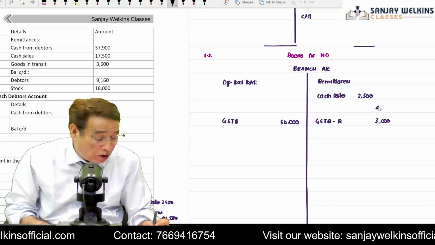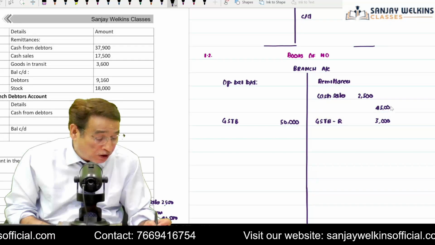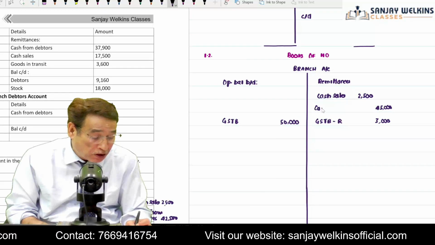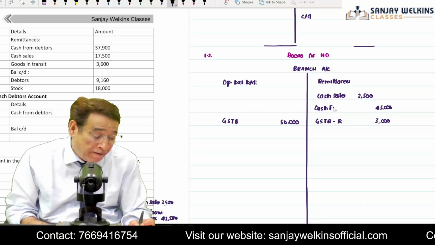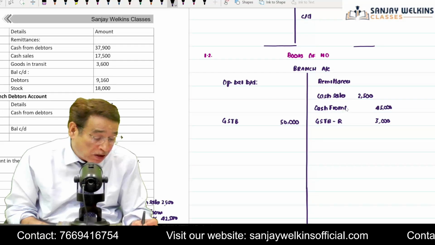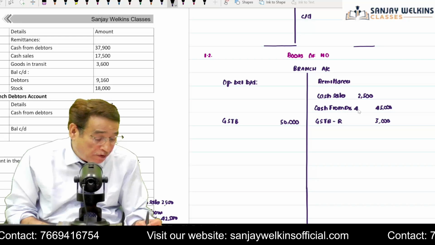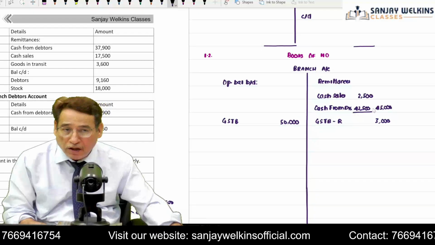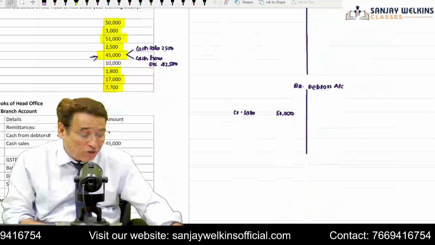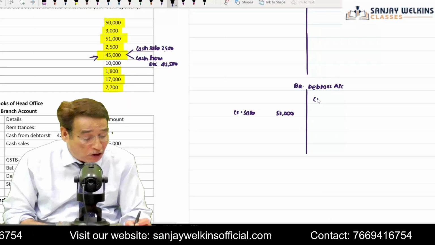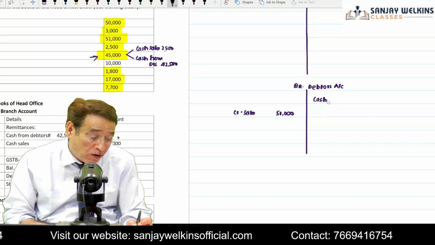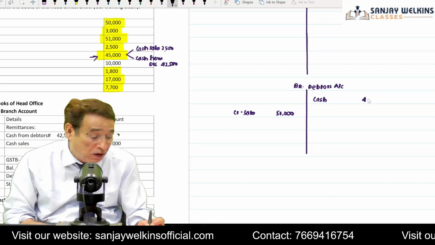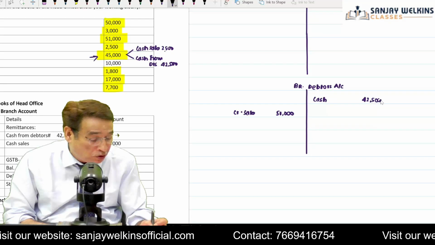And because the total amount of remittances is already given to us as 45,000, we have figured out that our cash from debtors must be equal to 42,500. Cash receipt from debtors must be 42,500. And you must not forget to put cash receipt from debtors on the credit side of the debtors account also. So in the debtors account, you simply write by cash receipt from debtors. 42,500 worth of cash you have received from the debtors.